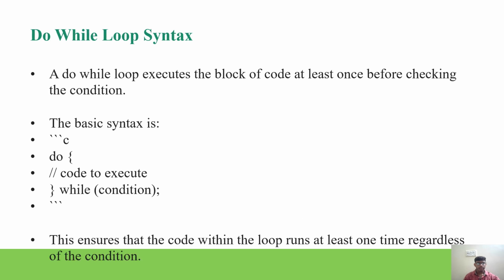Do while loop syntax. A do while loop executes the block of code at least once before checking the condition. The basic syntax is: do { code to execute } while (condition). This ensures that the code within the loop runs at least one time, regardless of the condition.